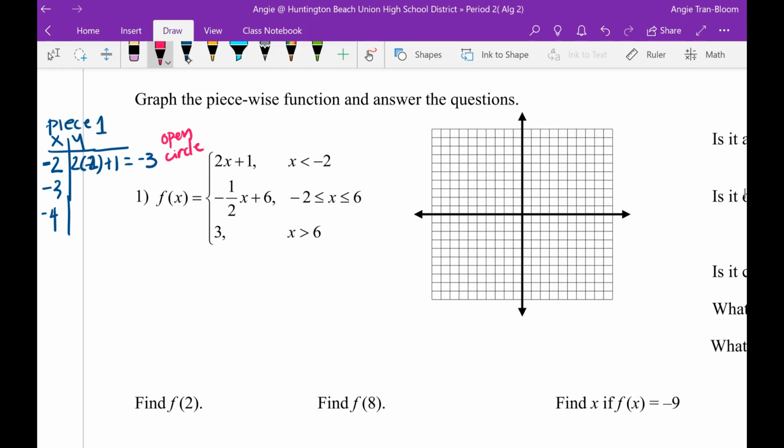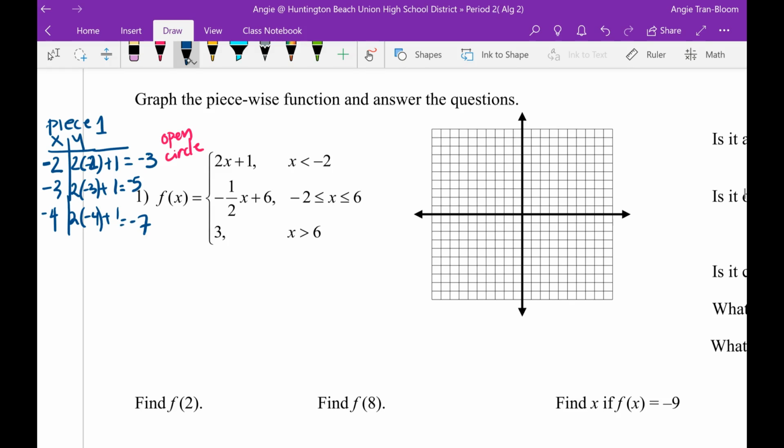Then let's plug in -3. So 2 times -3 plus 1. Brandon N, give me the output, please. Thank you, sir. And last one, 2 times -4 plus 1. Give me the output, please, Anthony. Thank you, sir. I'm going to plot those 3 dots.